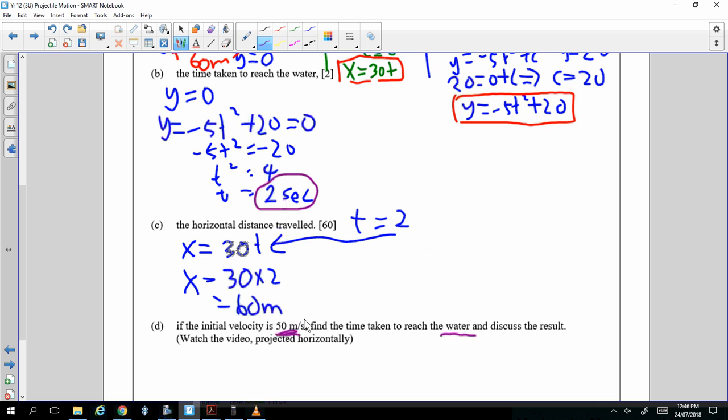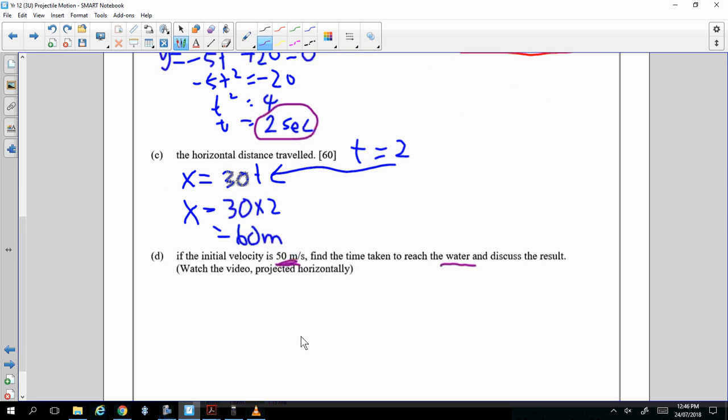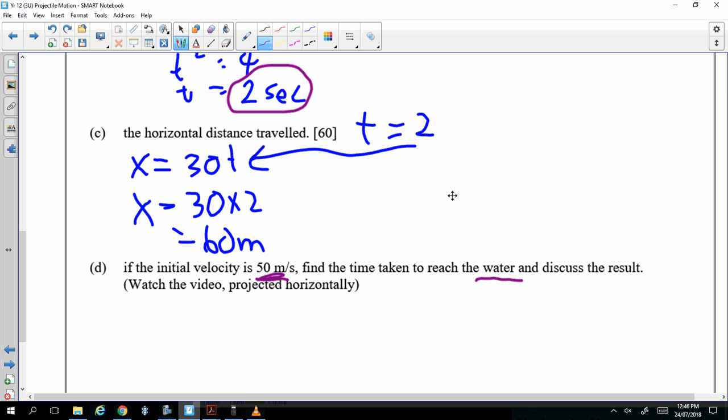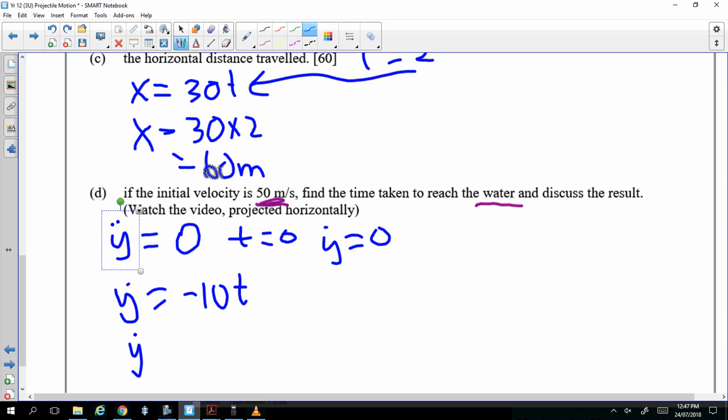Actually, before we do that, let's do it again. Now, if you start with the equation, y double dot equal to 0, isn't it? Right? And when t is 0, y dot is 0. So therefore, the equation for y dot is exactly the same, which is negative 10t, and the equation for y is still the same, which is equal to negative 5t squared plus 20, right? Whereas the x, the only difference is that the x dot will be different. The x dot will be 50t.